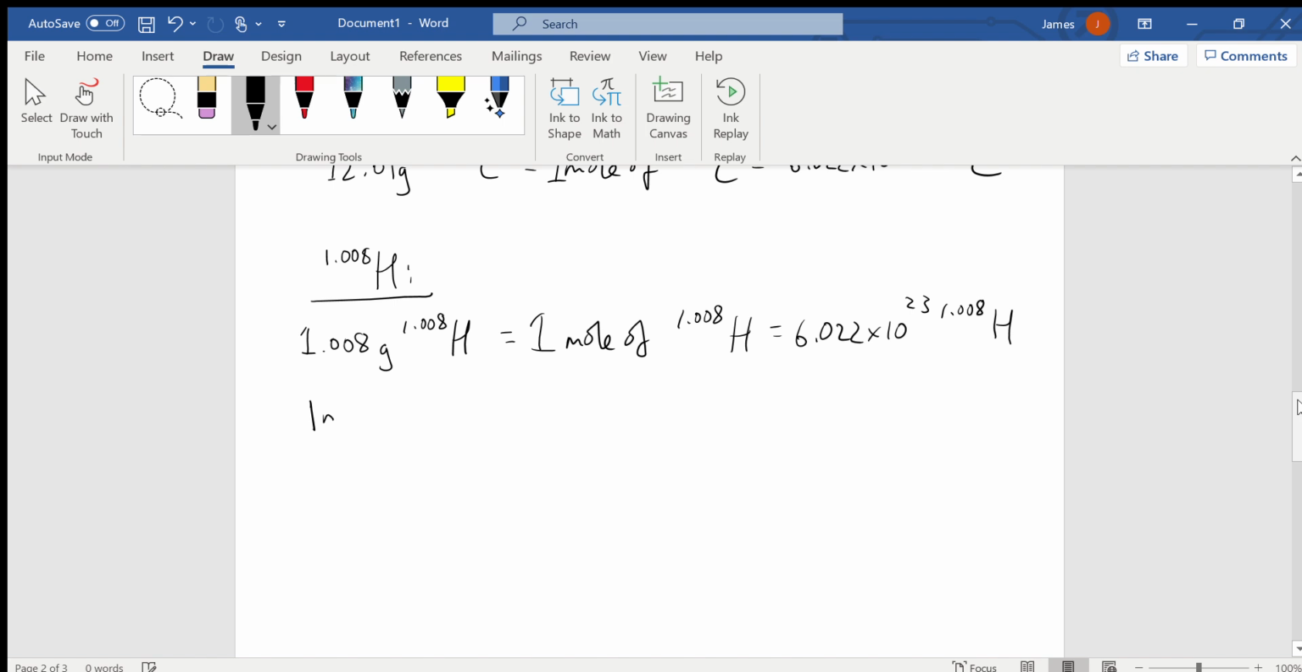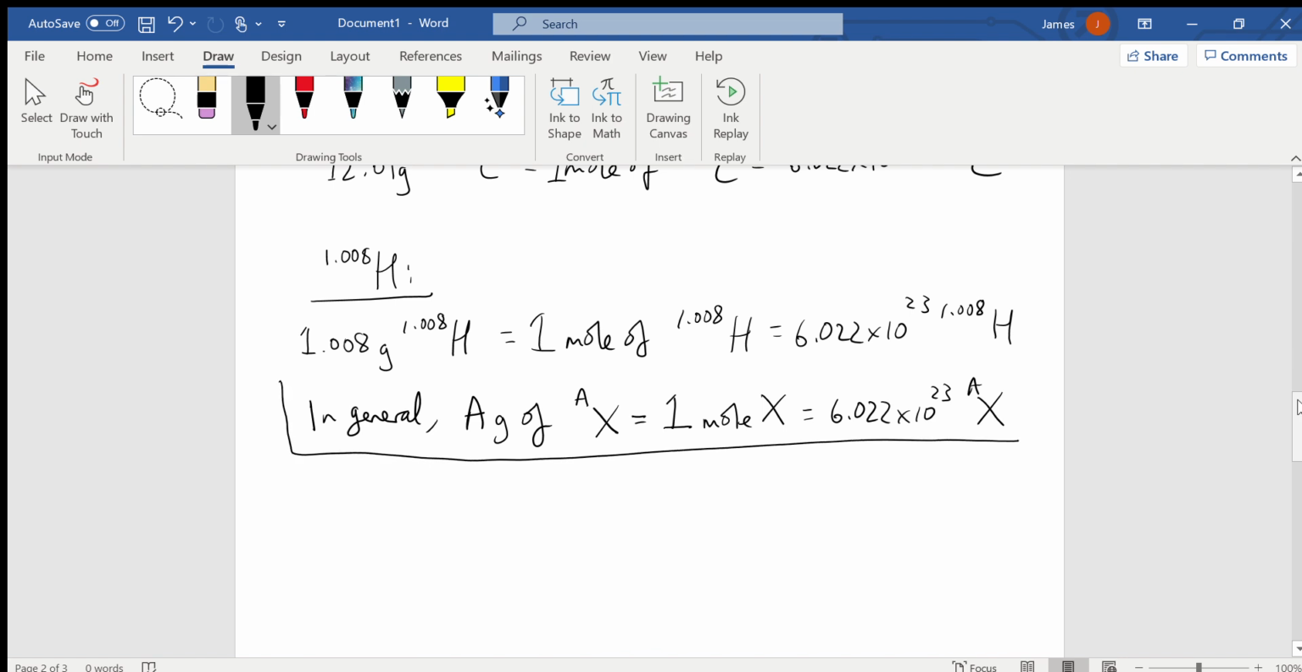Okay, and we can do the same for any element in the periodic table. So in general, A grams of AX, where A is the atomic mass, or the mass number if it's an isotope, and X is the symbol of the element, is by definition 1 mole of X, which is Avogadro's number of X. You can do that for any element in the periodic table which has all the varieties of A. Okay.